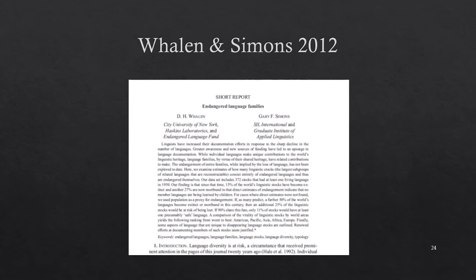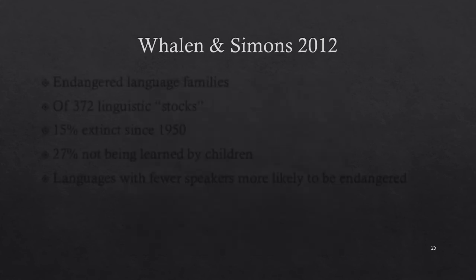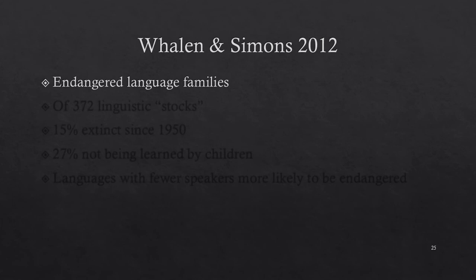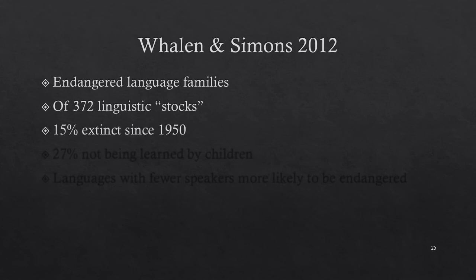The last of the analytical papers we'll look at in this group is a short article by Whalen and Simmons from 2012, looking at the question of endangered language families. Whalen and Simmons divide the languages of the world into 372 linguistic stocks, where a stock is either a group of languages that are shown to be genetically related or a linguistic isolate that is not related to any other language in the world. According to their calculations, 15% of linguistic stocks have gone extinct since 1950.